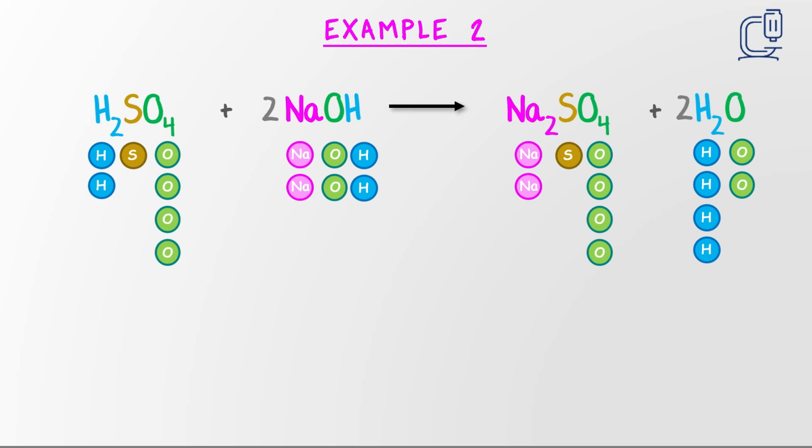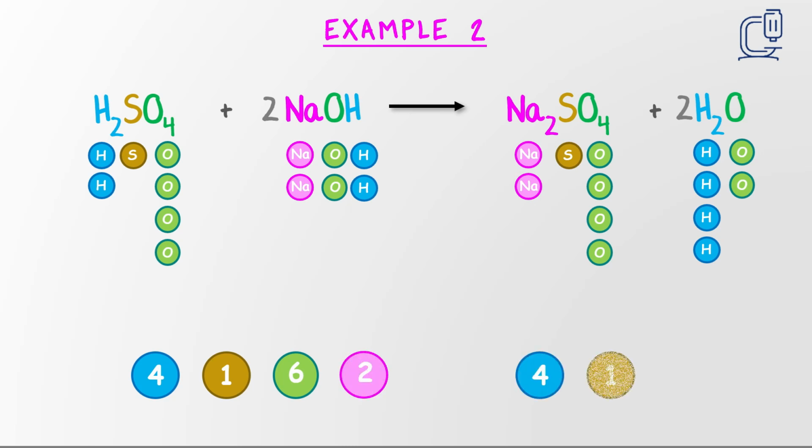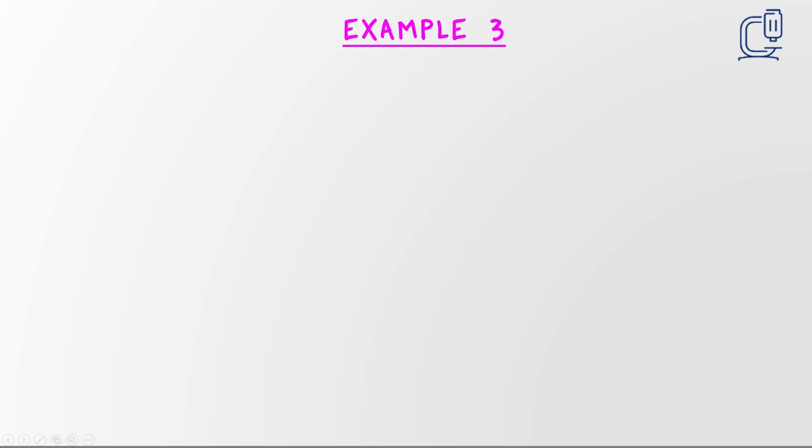Let's do a final check. Here we have 4 hydrogens, 1 sulfur, 6 oxygens and 2 sodiums on the left hand side, and we have 4 hydrogens, 1 sulfur, 6 oxygens and 2 sodiums on the right hand side. So we are balanced. Let's try one final example.